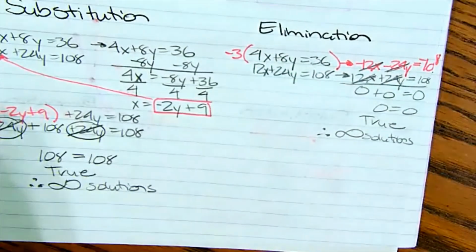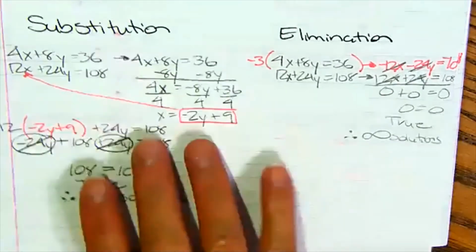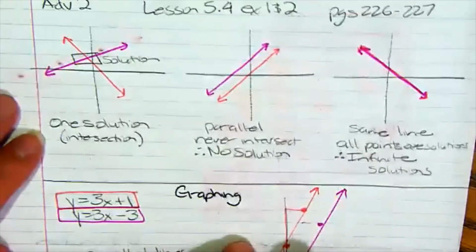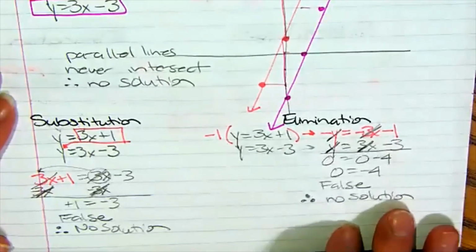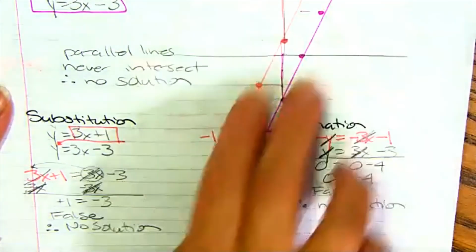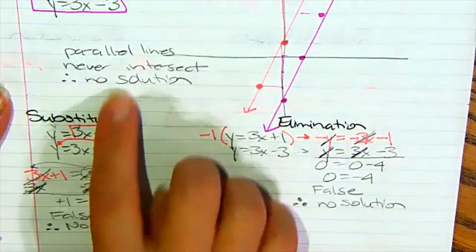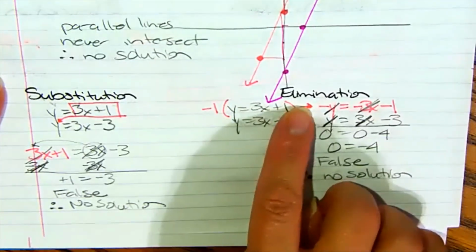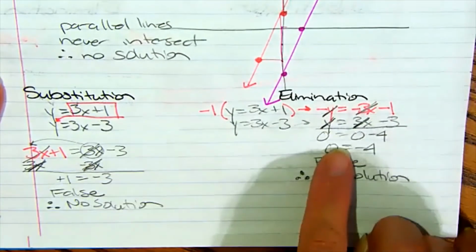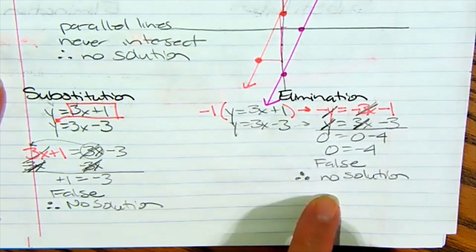So that's what we are doing today. We know we've been working with one solution where the lines intersect. But there are special situations where the lines are parallel. They will never intersect, therefore there's no solution. And this is what it looks like when we use substitution and elimination. We end up with false statements, which means no solution.